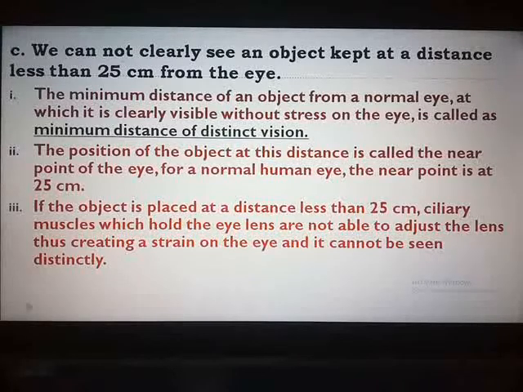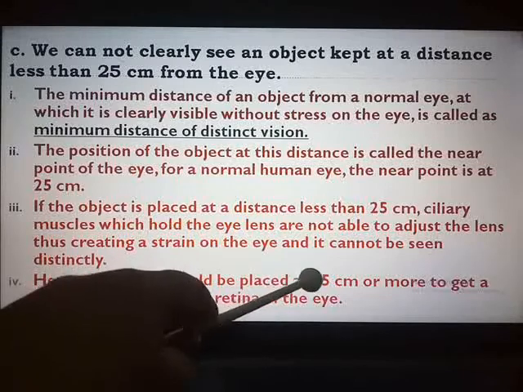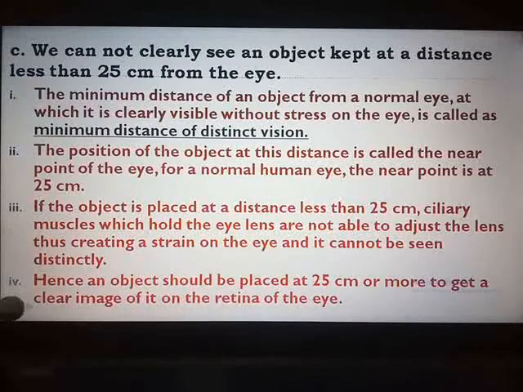Main point number 1 and 2 covers your entire theme. And then what happens if your object is at a distance less than that particular value? The muscles cannot hold the eye lens. They are not able to adjust the eye lens, and hence a stress is created on the eye and the object cannot be seen clearly. So your 4th point, hence an object should be placed at 25 centimeter or more distance to get a clear image of it on the retina, that is the screen of your eye.